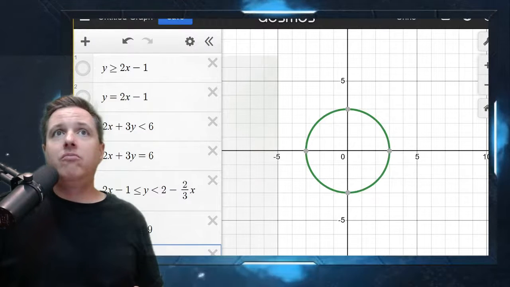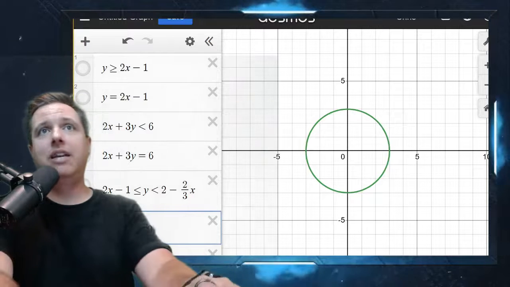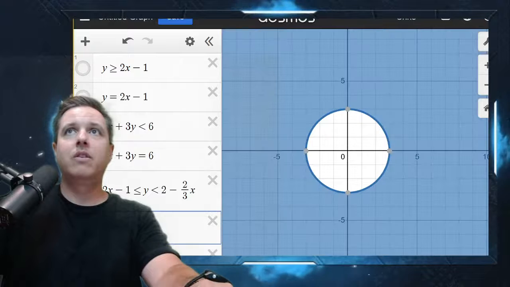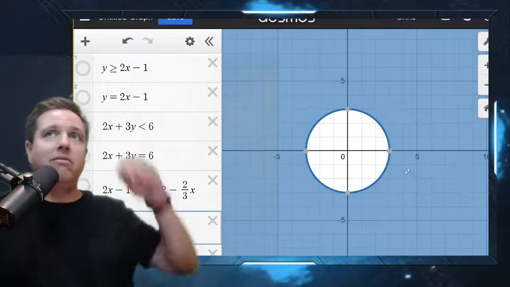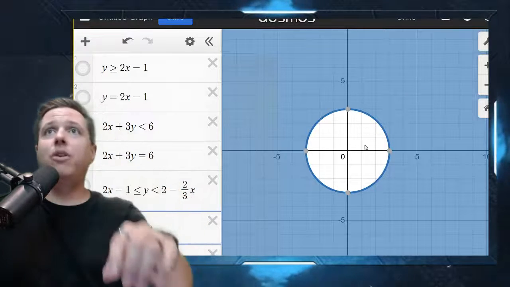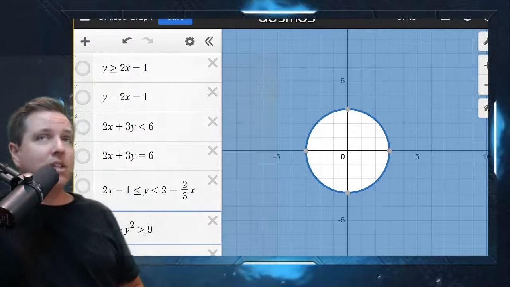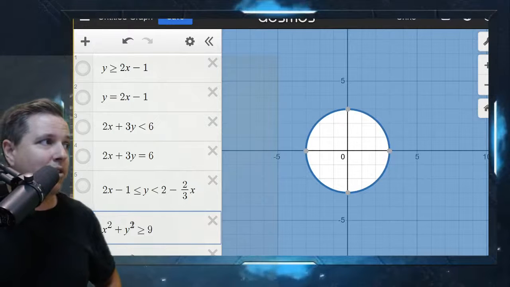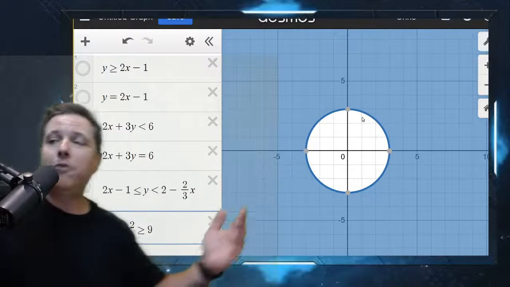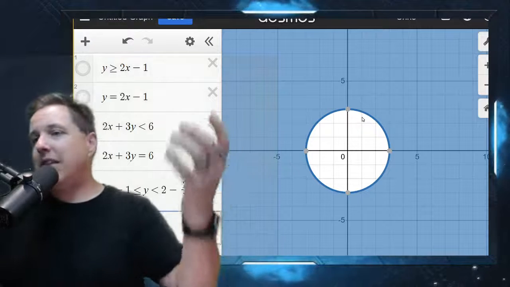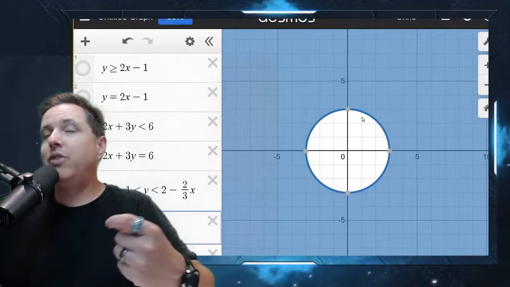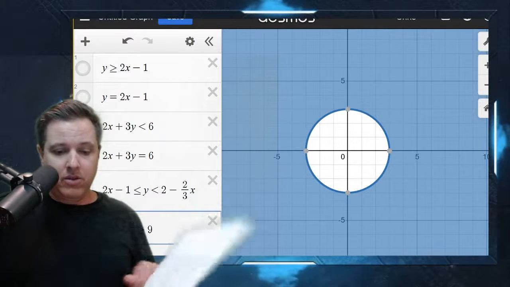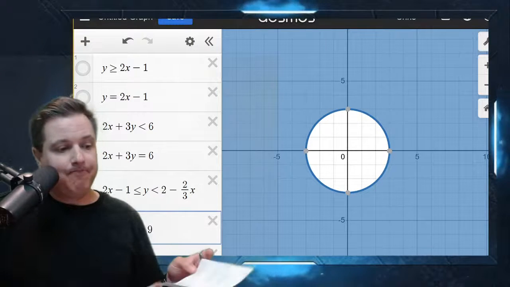Okay. What if we change this around to be, instead of less than or equal to, greater than or equal to? Now look at shading the outside. So it's just a test point, right? Now if you try 0, 0 and x squared plus y squared is greater than or equal to 9, 0, 0 isn't going to work because 0 is not greater than or equal to 9. So when it's nonlinear, just do the same thing. Graph it and then choose a test point to figure out where you're supposed to shade. It's not meant to be tricky or anything.